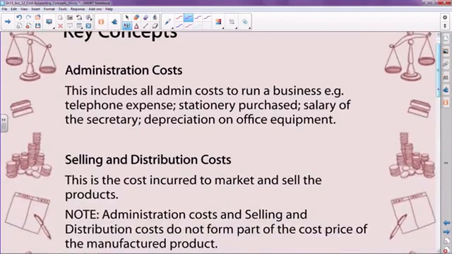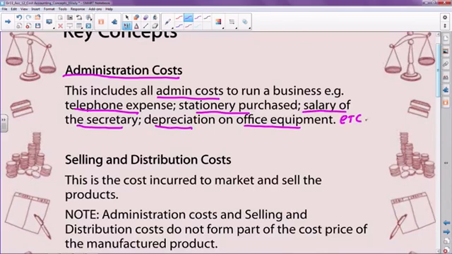Okay, so I've touched on admin costs. So let's now look at the actual definition of administration costs. This includes all admin costs to run a business. So for example, your telephone expense, your stationery purchased, the salary of the secretary, depreciation on office equipment, etc. So any costs relating to the office will be classified as an admin cost. It has got nothing to do with production, but it's classified as an administration cost.